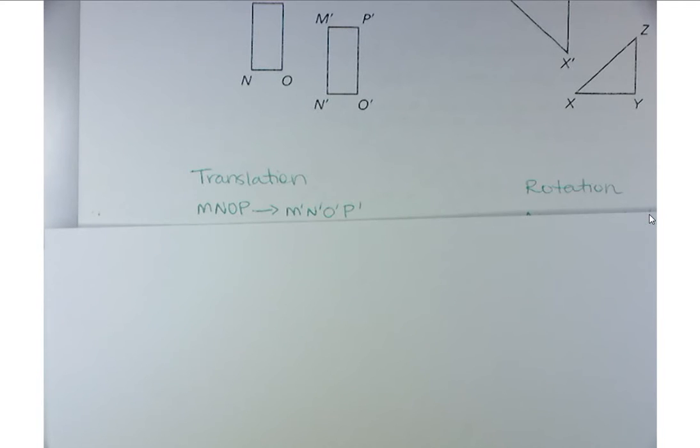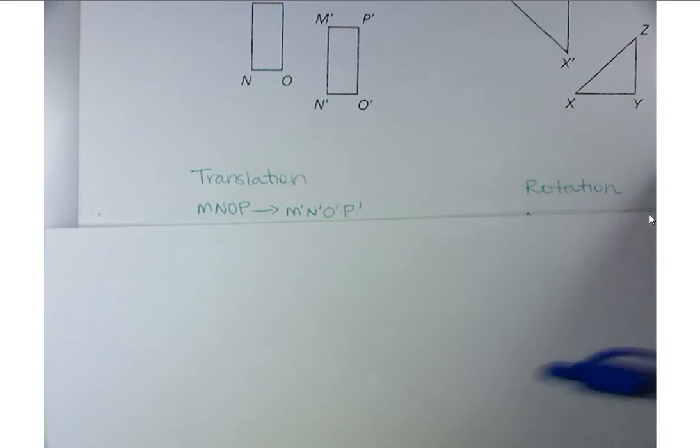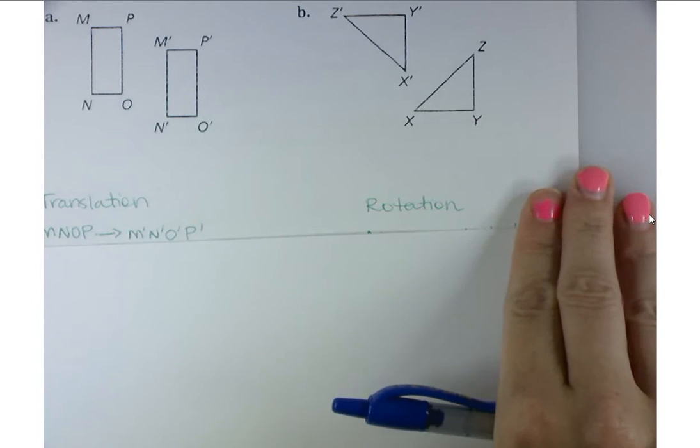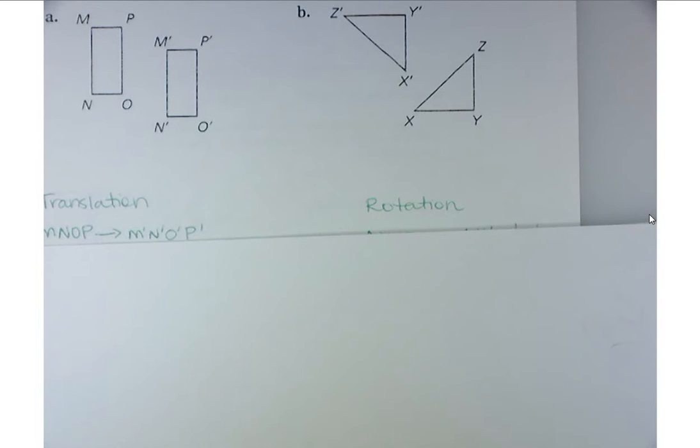Okay, then for B, that is a rotation. Okay, B is a rotation. You cannot slide it without turning the figure. And then do you think you guys can write your arrow notation? Okay, give it a try if you haven't already.